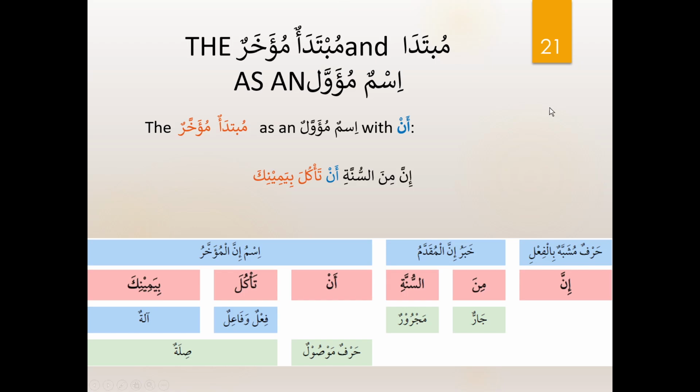Okay. So we said that this is mubtada mu'akhkhar. That is a good way of translating it actually. The one that I have here is as per here. It is placed at the back of the sentence. But in English, it's ism, right? So it is actually the mubtada that comes in front.